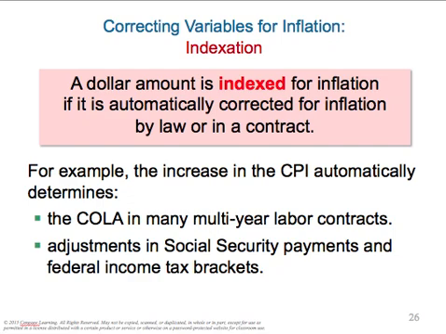So indexation: a dollar amount is indexed for inflation if it is automatically corrected for inflation by law or by contract. Okay, so the government can require by law that you index. You control for inflation with what you report. For example, the increase in CPI automatically determines the cost of living adjustments in many multi-year labor contracts. Okay, so negotiated labor contracts between an individual and an employer or a labor union and an employer. CPI automatically determines also the adjustments in Social Security payments and federal income brackets, okay, which is interesting given the criticisms that we highlighted previously, in that the elderly may spend their dollars much differently than the average American family.